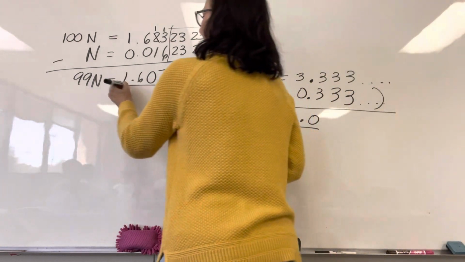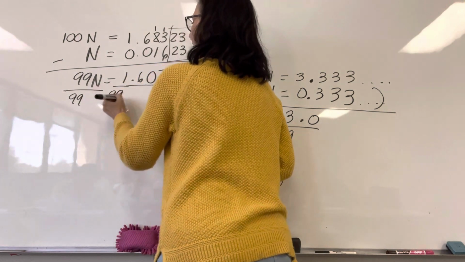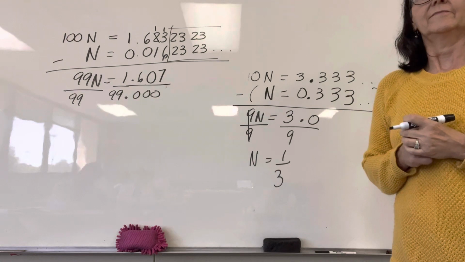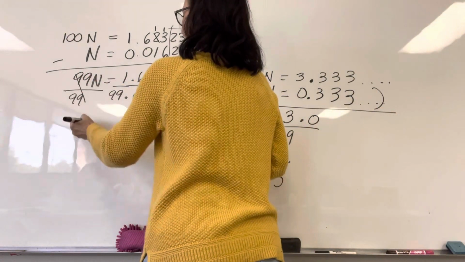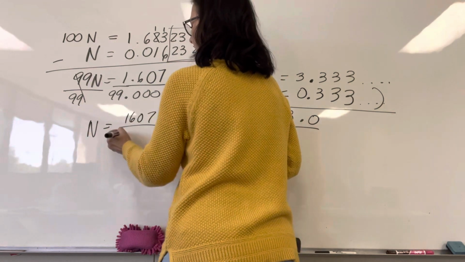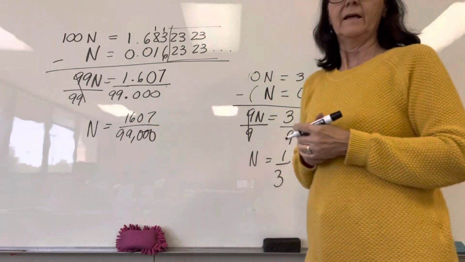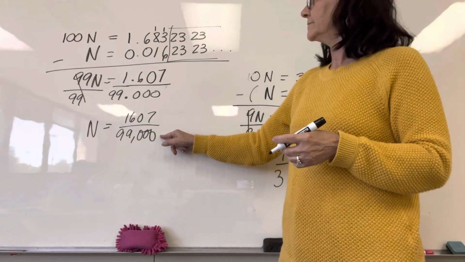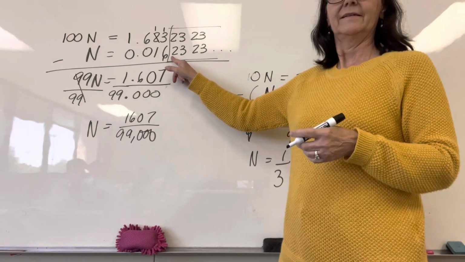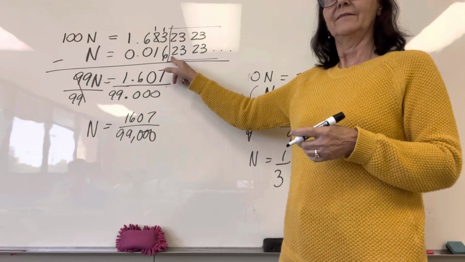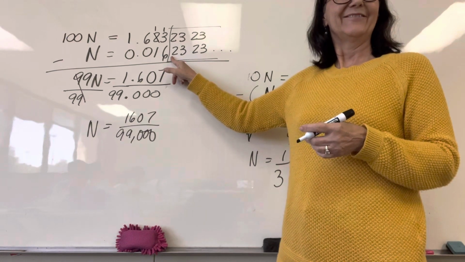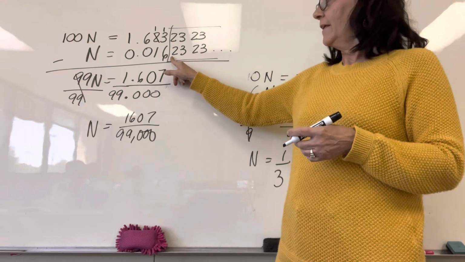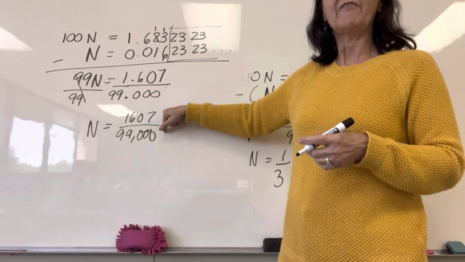Now, I'm going to divide both sides by 99. I'm going to write 99 with the same number of decimal places. You got it? So the number is 1607 divided by 99,000. All right, if I put this in your calculator, 1607 divided by 99,000, it's just 0.016232323. Right. So what was the point of that? The point is to show that you can write this number as a ratio and define what the ratio is.